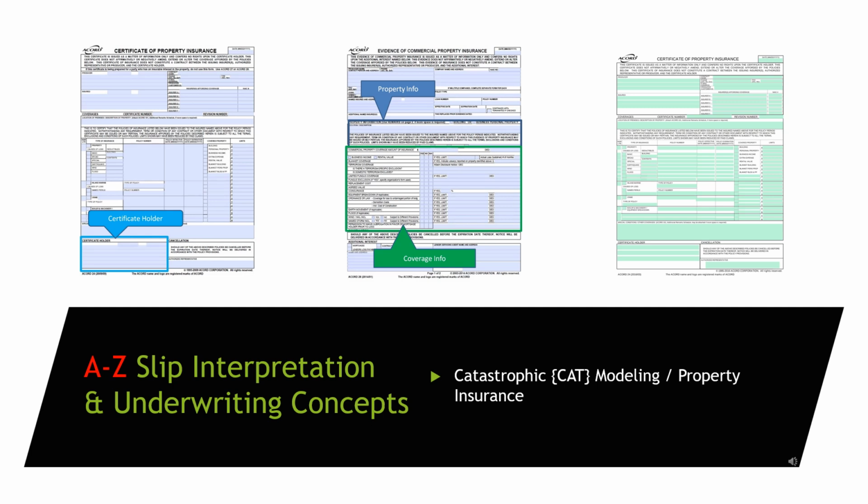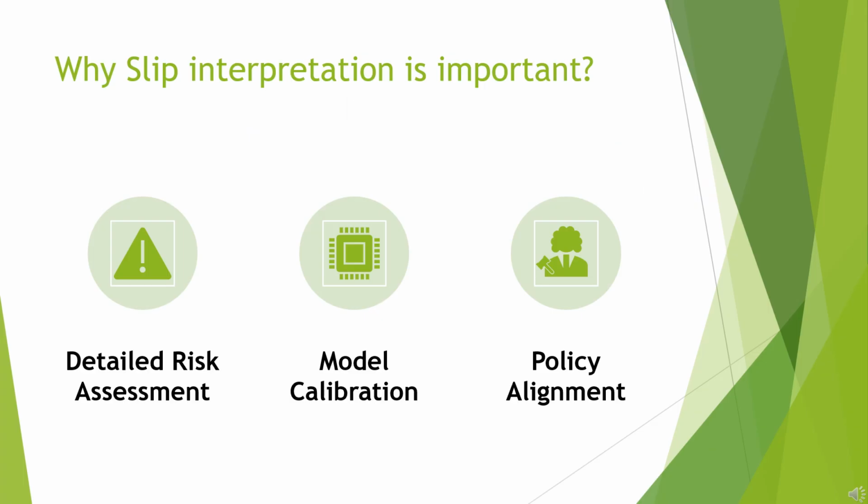Let's start with it. Slip interpretation in catastrophic modeling involves analyzing and understanding the details provided in a slip, which is essentially a document that outlines the terms of insurance coverage, including the risks being insured, the premiums, and other key details. In the context of catastrophic modeling, a slip would detail the specifics of coverage for catastrophic events like earthquakes, hurricanes, or floods. For understanding how to do slip interpretation, it is vital to know why slip interpretation is important, how it impacts output, so starting from the start.